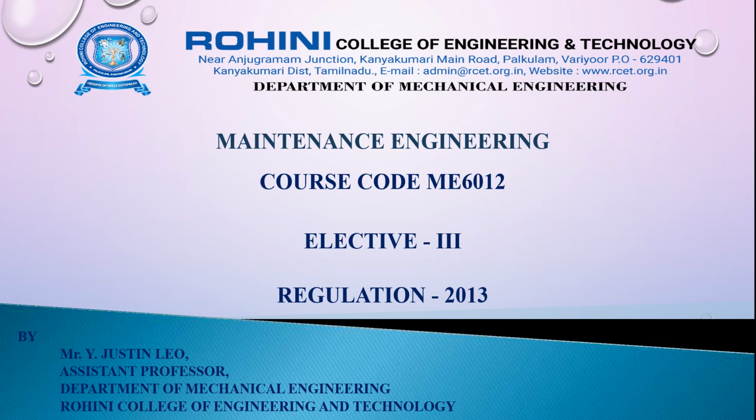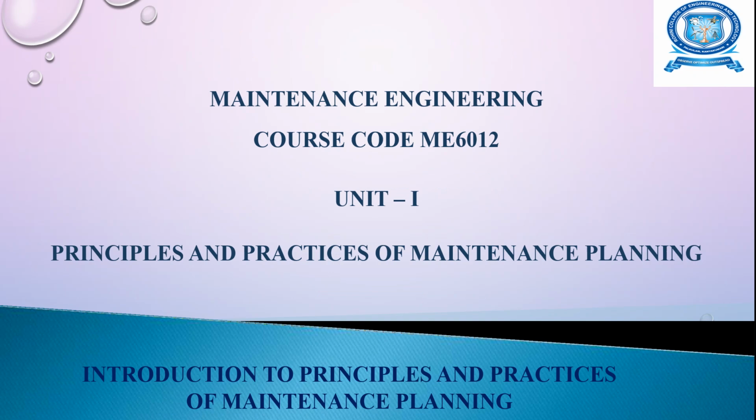And the course code is ME6012. This is an elective 3 for the Mechanical Engineering students for the Regulation 2013. So in this video session, in the Maintenance Engineering course, we will be studying Unit 1, that is Principles and Practices of Maintenance Planning. So we will be studying the Introduction to Principles and Practices of Maintenance Planning.